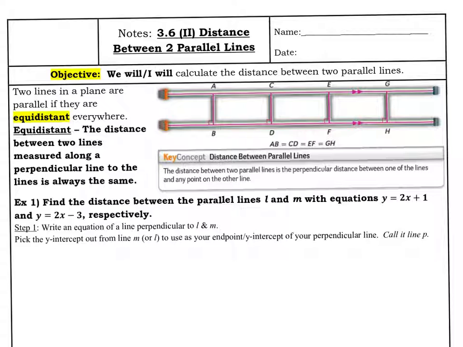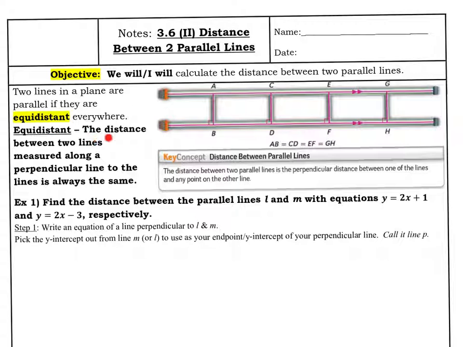So it says that two lines in a plane are parallel if they are equidistant everywhere. So if I draw a line here and a line there, and then I calculate the distance between various line segments, and they're all the same, then you can conclude that the lines are parallel. So equidistant essentially just means equal distance, right?